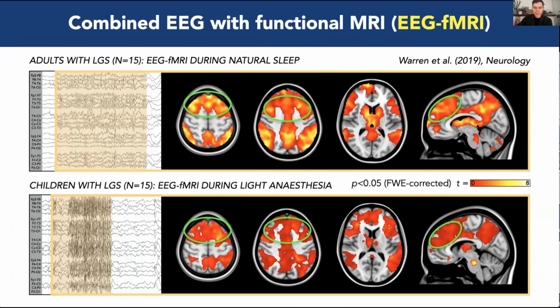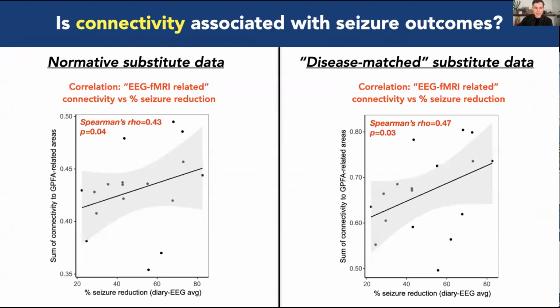So in a final analysis, we tested whether the strength of connectivity to these seizure-related areas might be associated with DBS efficacy. And indeed, in both analyses, we found a moderately positive association between seizure reduction and connectivity to these areas of a priori EEG fMRI activation. And so this kind of adds weight to the hypothesis that efficacy of DBS really depends on the degree to which our stimulation target is connected to a broader epileptic network.